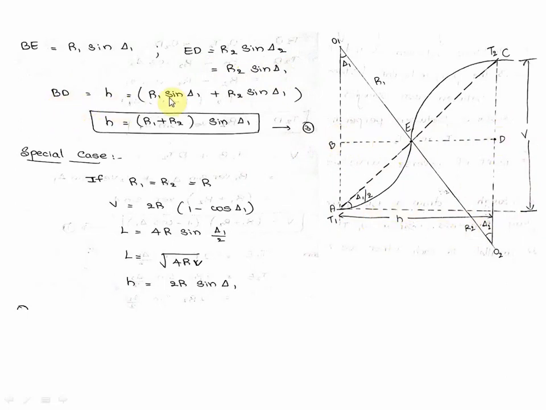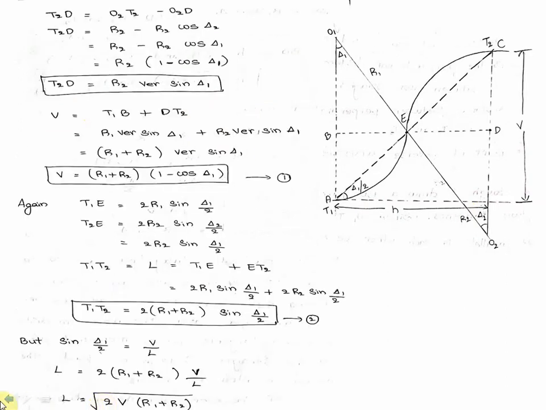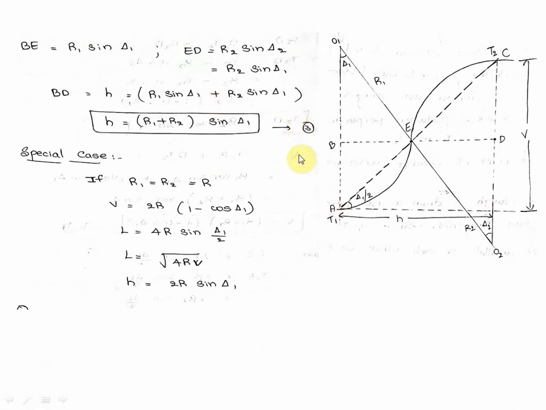So BD equal to H, that is r1 sine delta 1 plus r2 sine delta 1. So you can write H equal to r1 plus r2 into sine delta 1, where you can take sine delta 1 as common. That is equation 3.